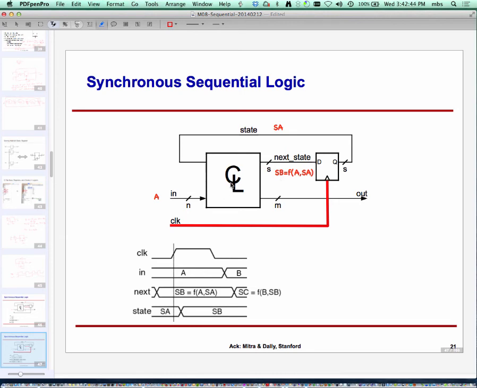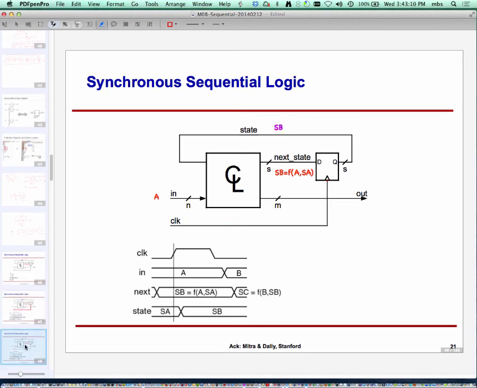So at the clock tick, SA changed to SB, and around that time or a bit later, the input also changes in our particular case. Before the next clock tick comes, the input changes from A to B. After some time, we will see that this will have some value SC, which is now a function of B and SB. And at the next clock tick, the same process will repeat.